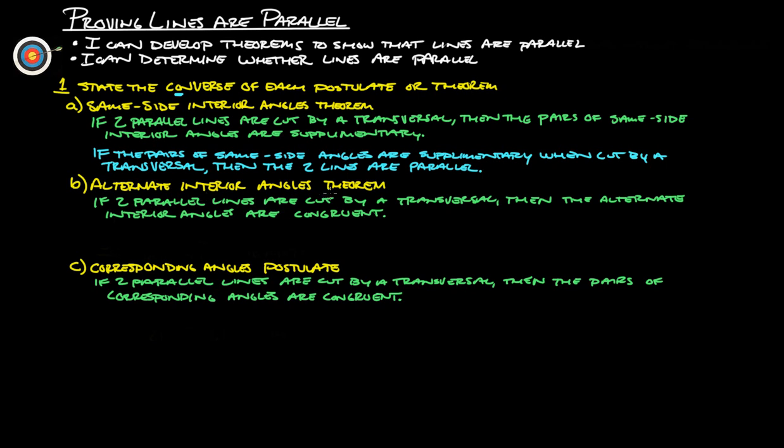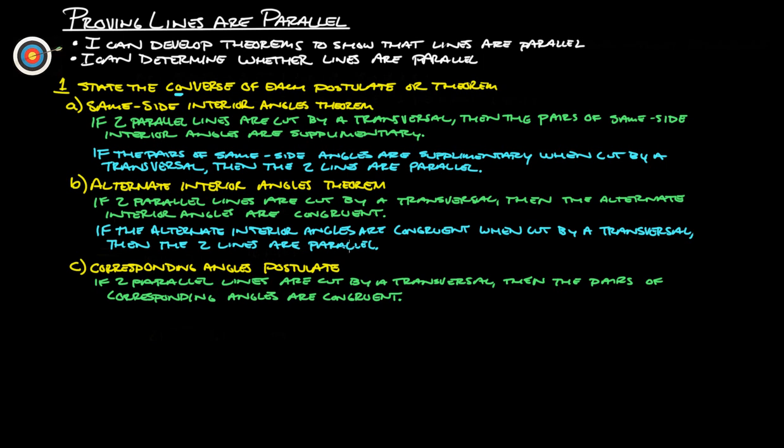Okay? Alternate interior angles theorem. If two parallel lines are cut by a transversal, then the alternate interior angles are congruent. So again, we're going to switch the two main ideas. Okay, so then that means we're going to start with this down here. So if the alternate interior angles are congruent when two lines are cut by a transversal, then that means that the two lines are parallel. Okay, so there that is written out. If alternate interior angles are congruent when cut by a transversal, then the two lines are parallel.